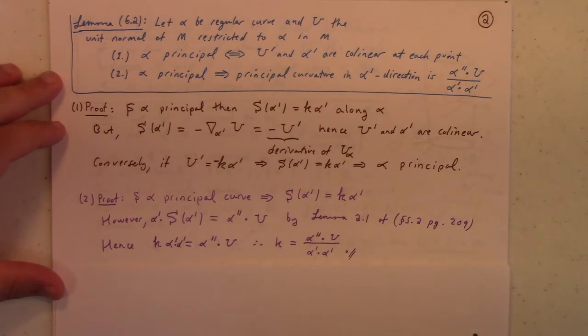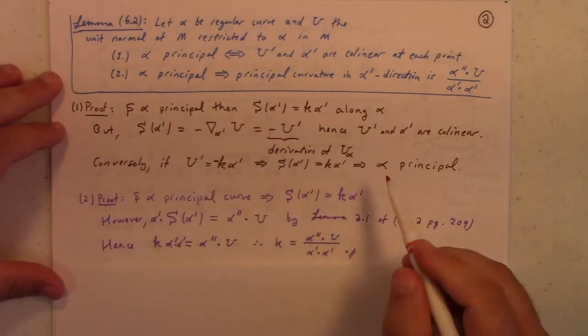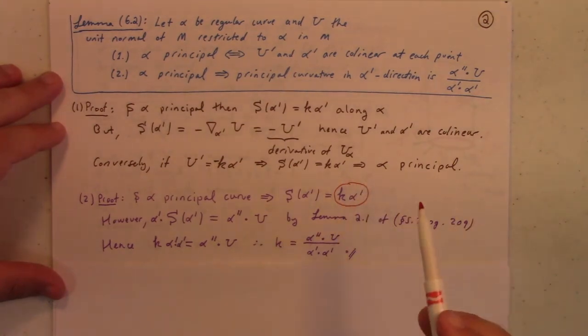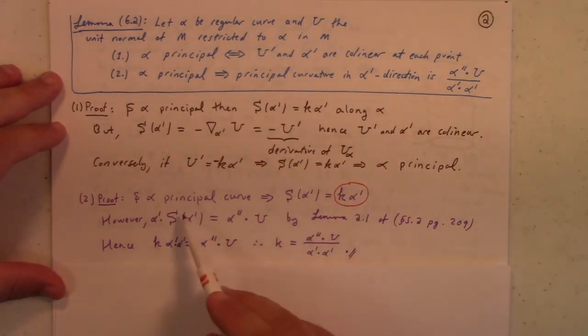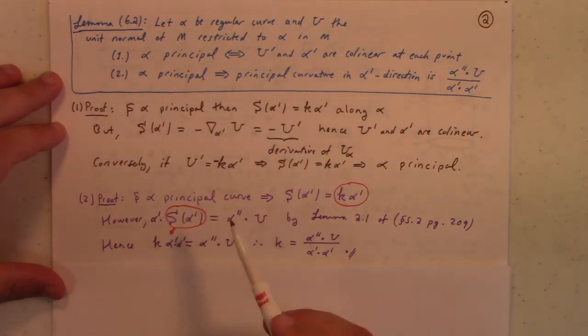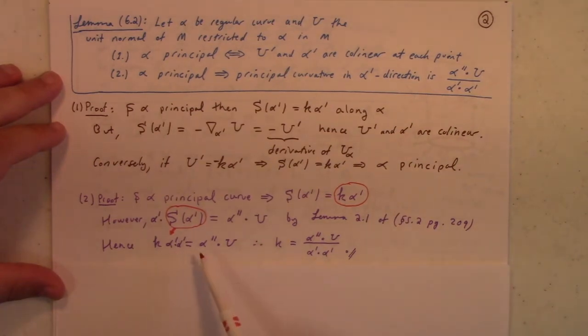Therefore, we get, let's see here, where was I? Let me use some color. So we got this, right? And we're just replacing this to get that. Okay. So you get alpha prime dot alpha prime, and then solve for k. Done. All right.